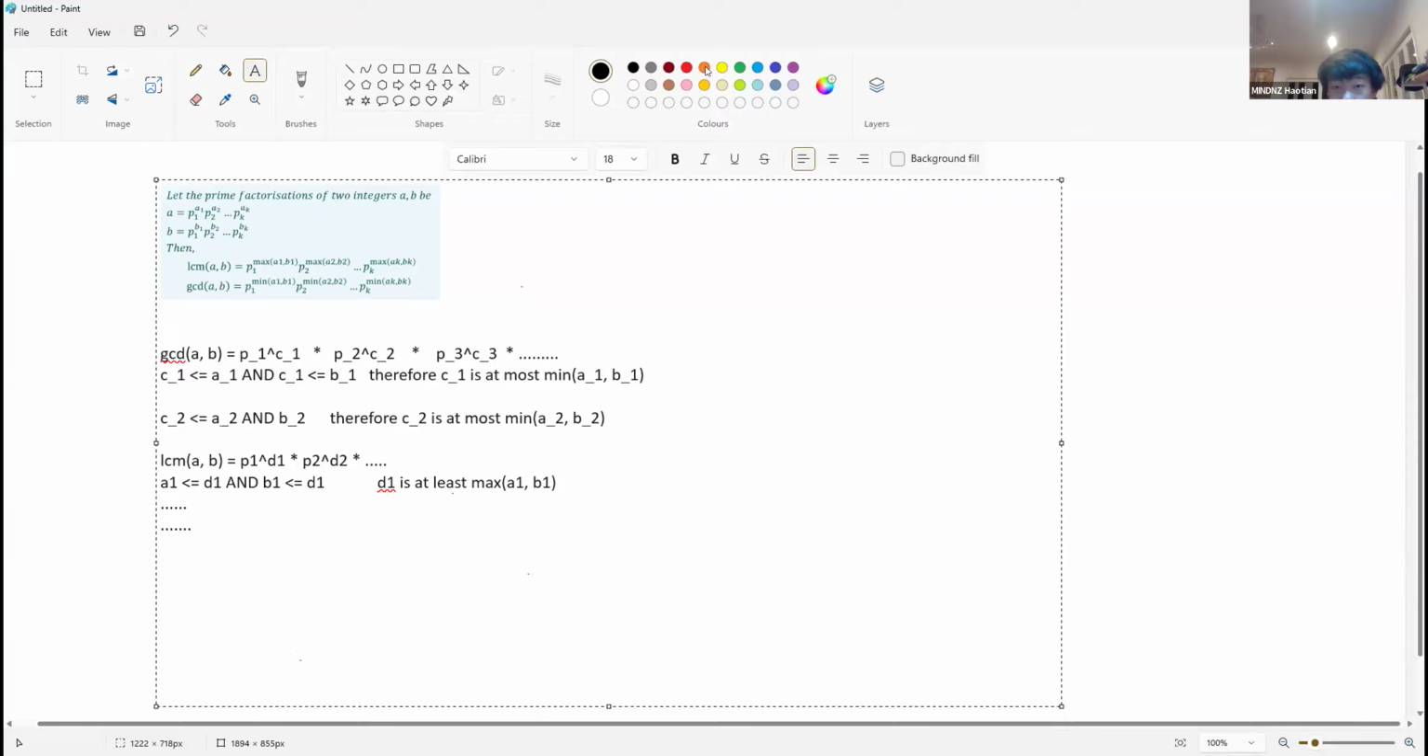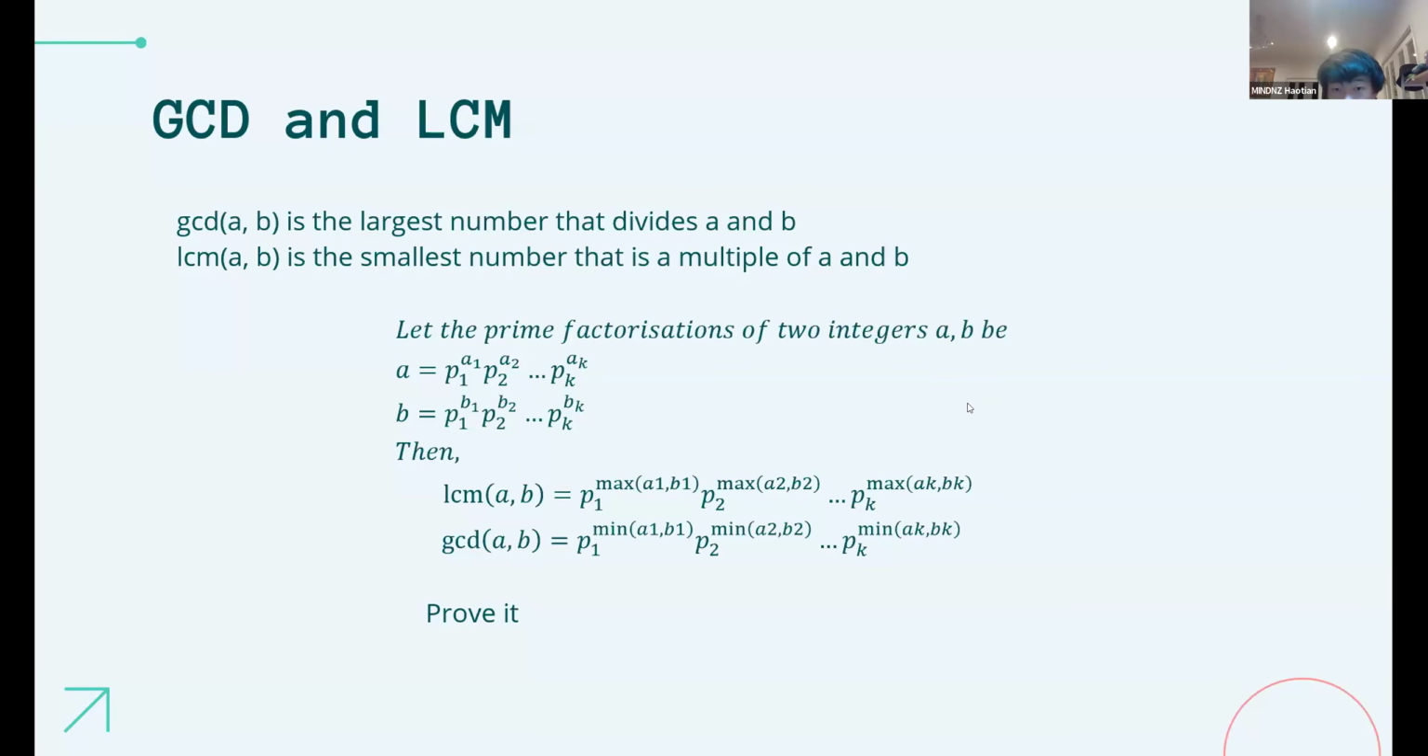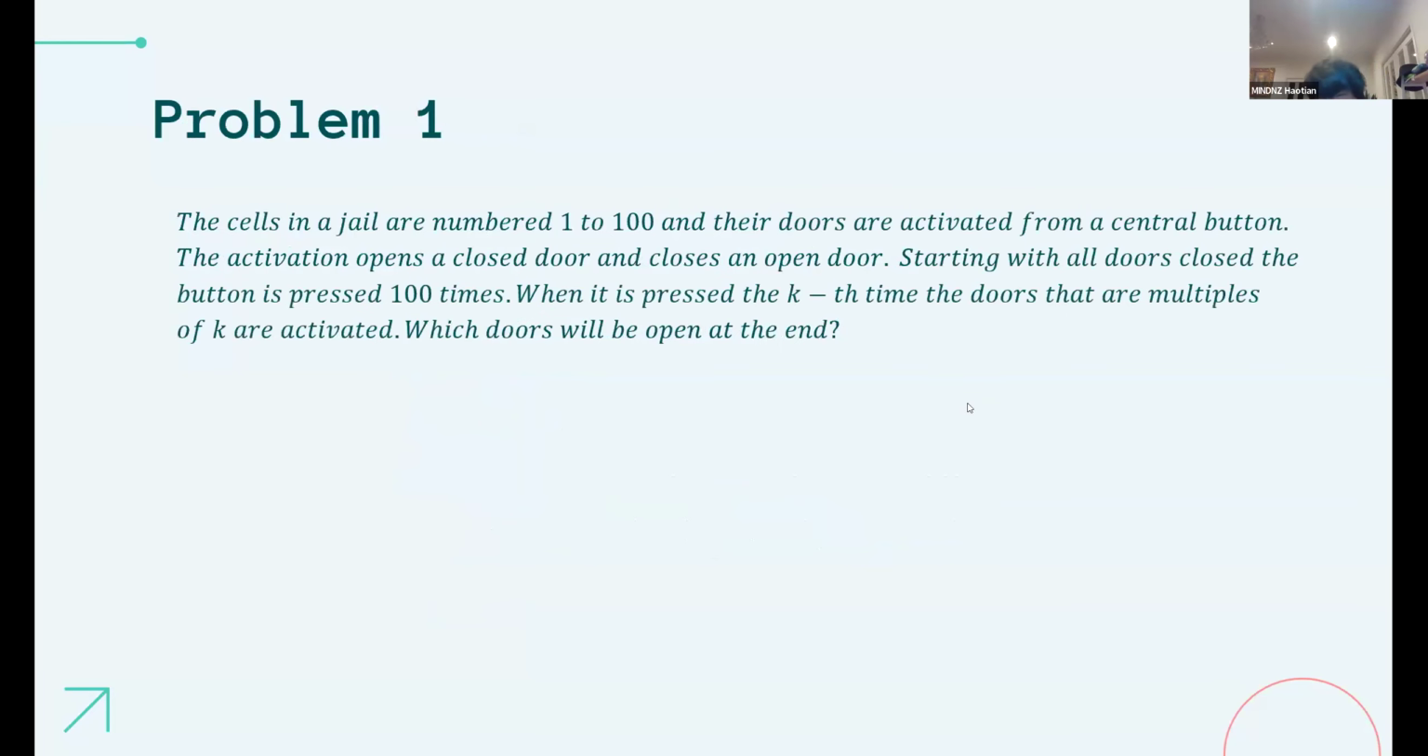Okay, next problem. Does anyone have any questions? Here's the problem. Okay, wait, as a hint, this problem has zero relation to what I just taught.